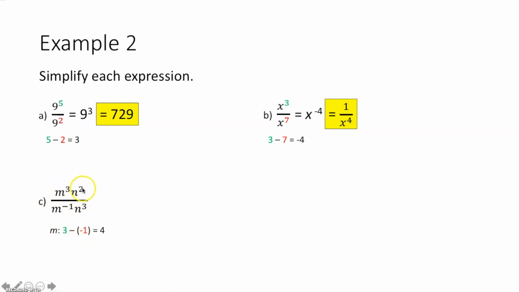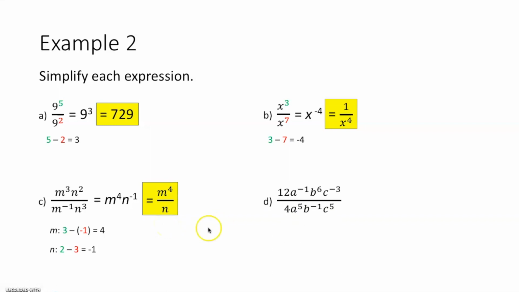Over here, n to the 2nd over n to the 3rd. When you divide like bases, you subtract the exponent. So what's 2 minus 3? That's negative 1. So we end up getting m to the 4th, n to the negative 1st. Now what you do is you simplify, because we can't have a negative exponent in our answer. We need to take this n to the negative 1st and move it to the denominator, where it becomes n to the positive 1st, or just n, and you're done.